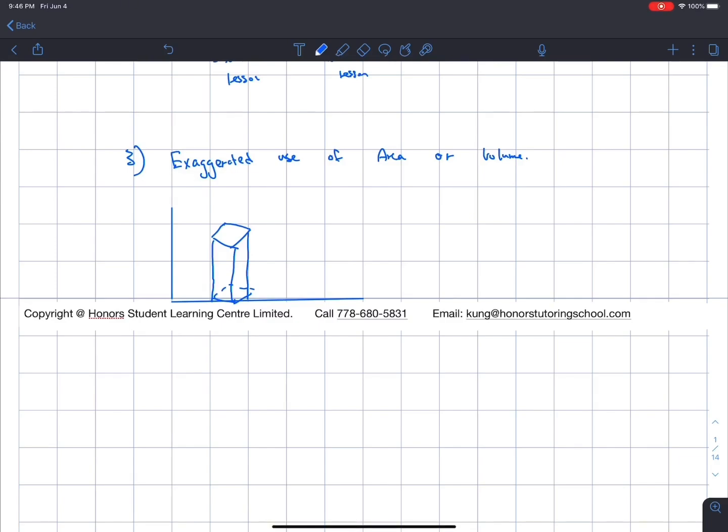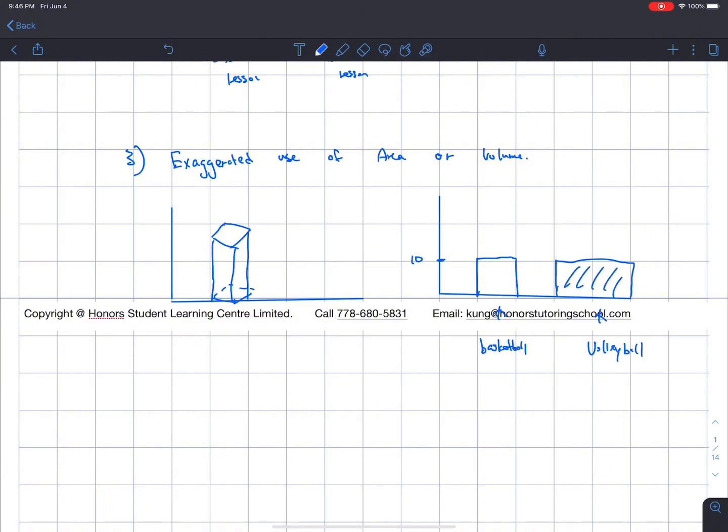And exaggerated use of area would be something that looks like this. So maybe this one is very thin, and then the other one is a lot wider, right? So they probably represent the same amount of number. So this could be people who like basketball, and then these are people who like volleyball. So it's actually the same, but because we make it look bigger for volleyball, it looks like more students prefer to play volleyball than basketball. So that will be exaggerated use of area.